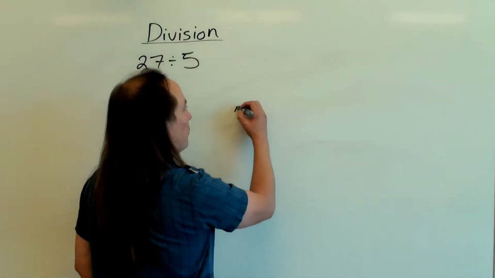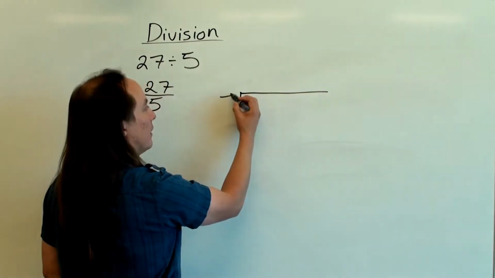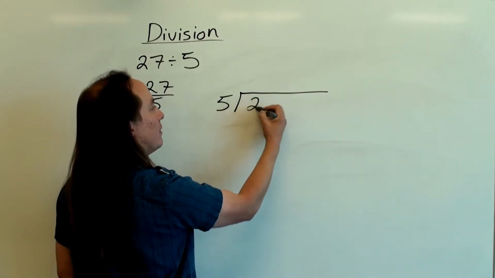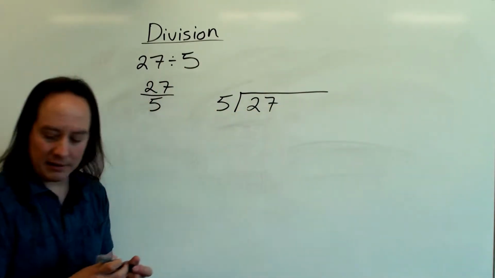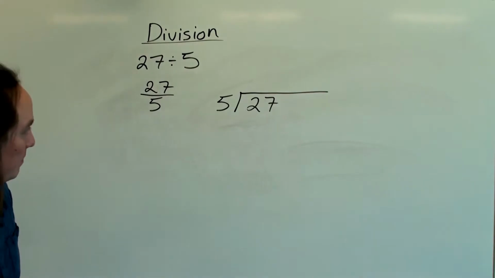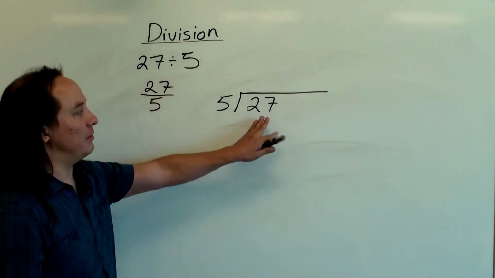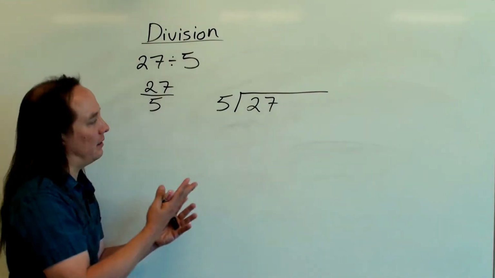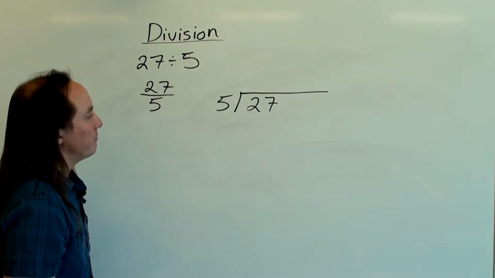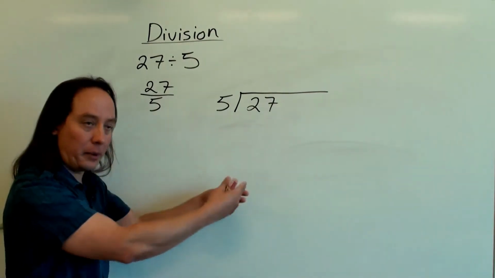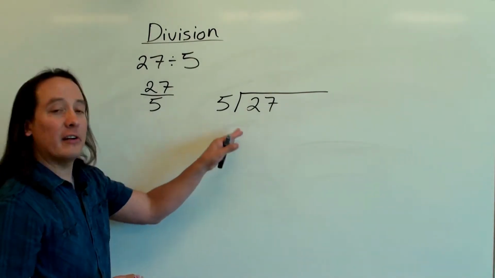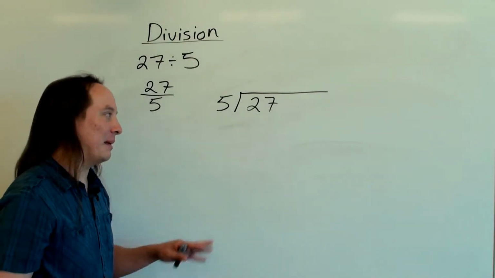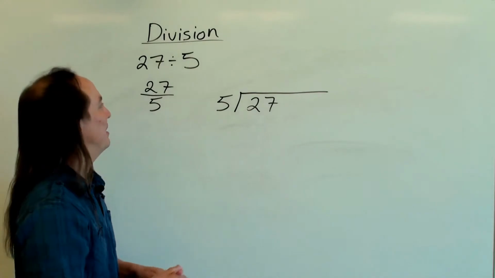All right, so when we divide, the 5 goes on the outside, not because it's smaller, but because of its place in the division. This one says 27 divided by 5. It kind of goes backwards a little bit, from right to left instead of left to right. Some people say 5 divided by 27, and that's not what this says. This says 27 divided by 5.